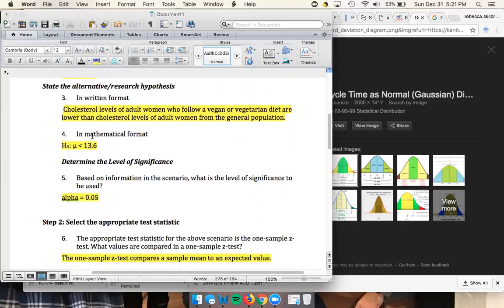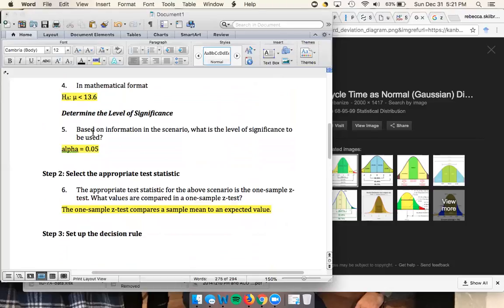So we're going to put the alternative, which is that cholesterol levels actually decrease in women who have a vegan or vegetarian diet. So we're going to put that in mathematical format as that the population mean is going to be less than the population average, 13.6, because we're assuming that there will be a decrease in cholesterol levels for this particular scenario. Now, if we thought that it would increase the cholesterol levels, we would put a greater than sign there, but we are believing it's going to decrease, so we're going to put a less than symbol for the mathematical format in this scenario.